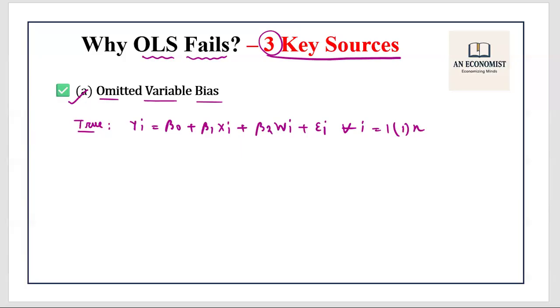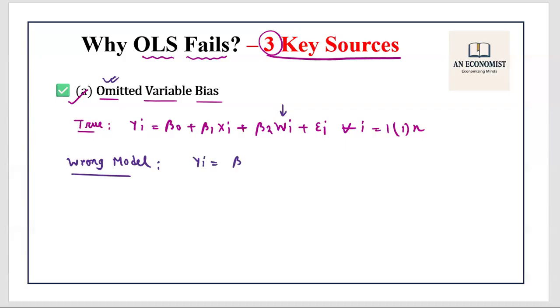This is our true model, but due to some mistake, as we always say in case of omitted variable, we are mistakenly omitting some of the crucial variables. So suppose this wi variable we forgot to include. It can be due to lack of information about this w or due to simple carelessness of the researcher. We simply forgot to include this wi variable. So the wrong model looks like this.